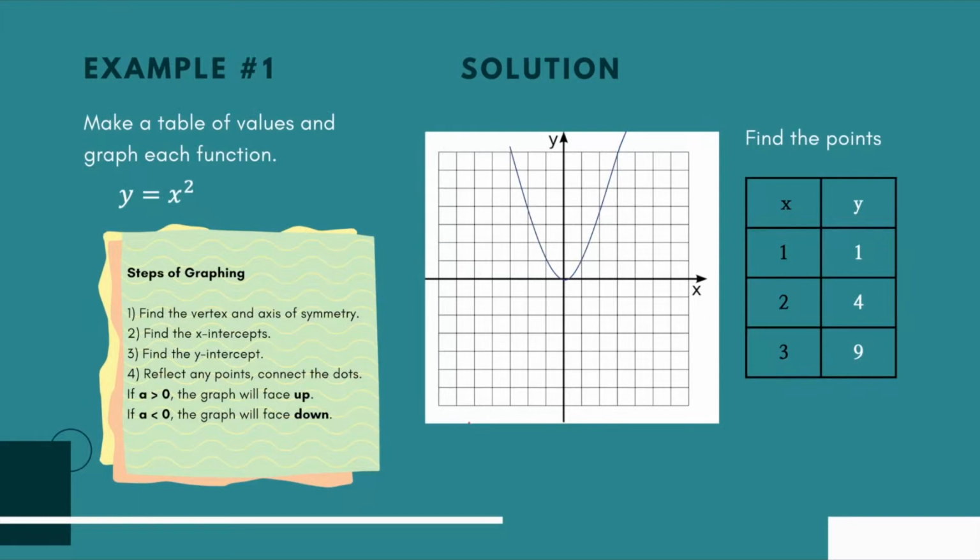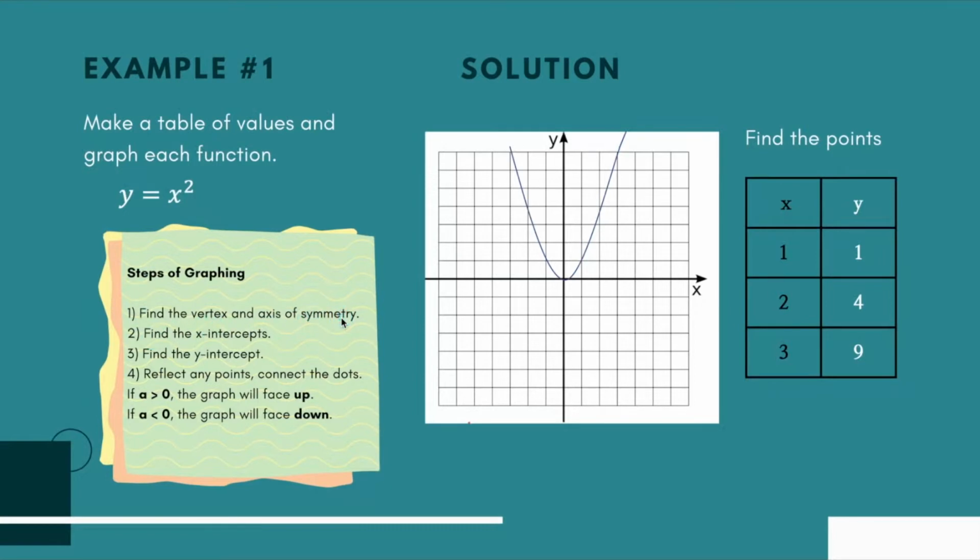Making a table of values can get tedious, however, especially if the numbers are very large or very small. Sometimes they don't even turn out to be integers. That's why we have a series of steps to graphing that can help us be more efficient when drawing the graphs of quadratic functions. First, we need to find the vertex and axis of symmetry.